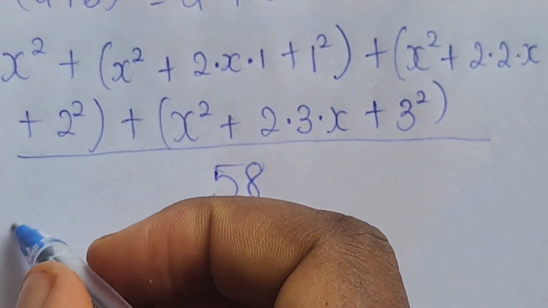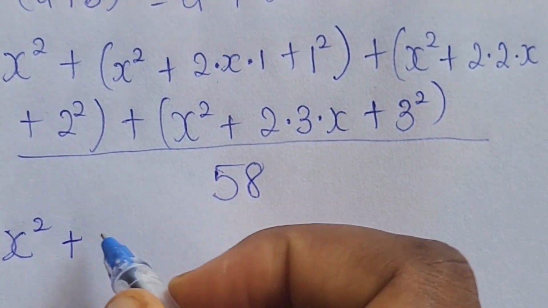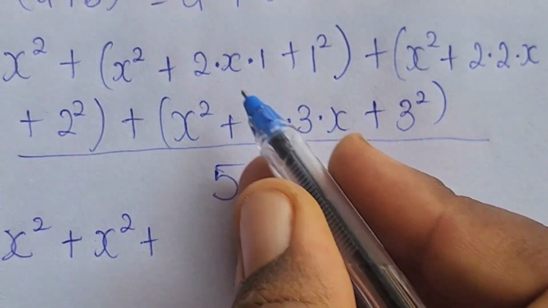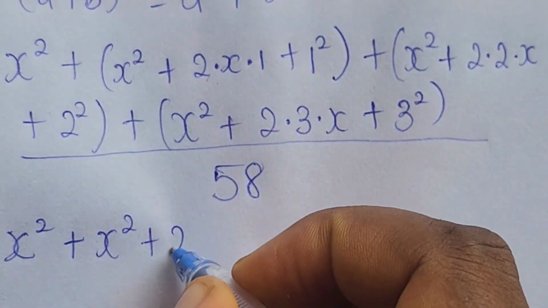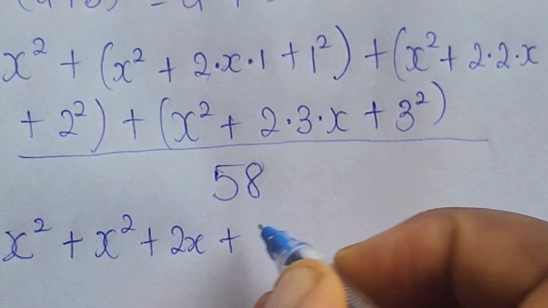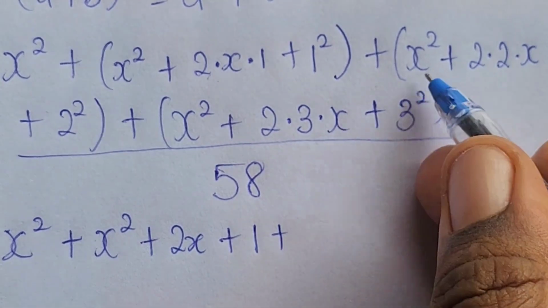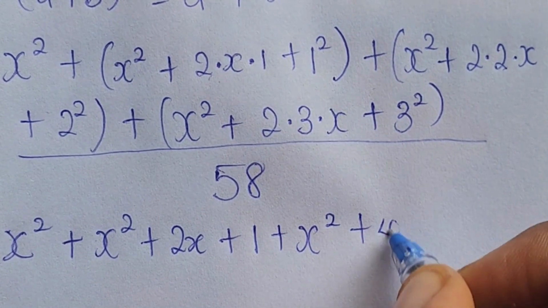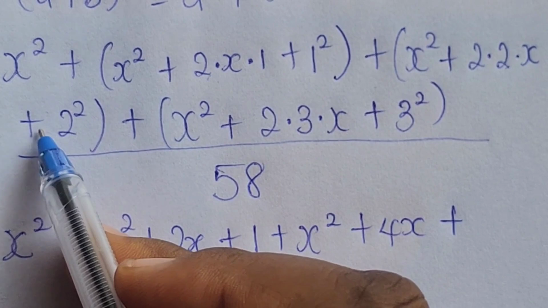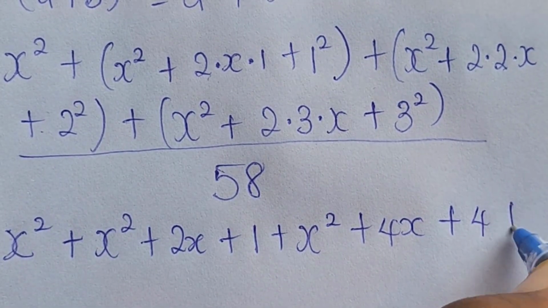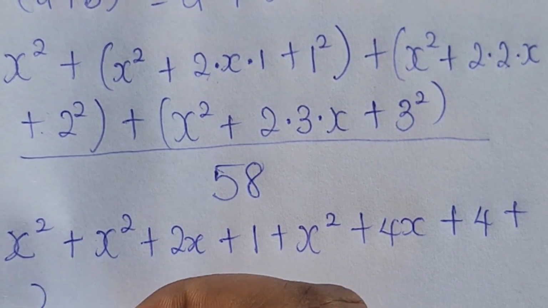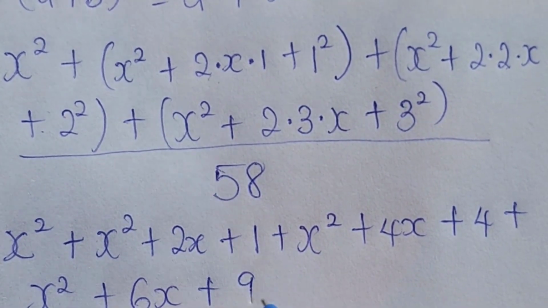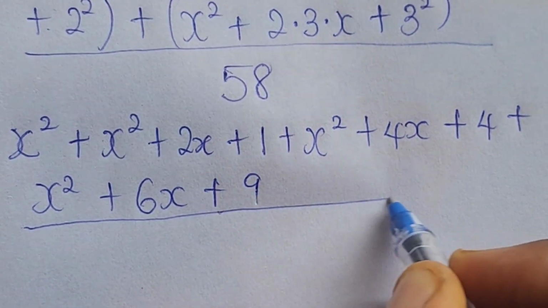So we have x squared here plus, let's open up this bracket, we have x squared plus 2 times x times 1, we have 2x plus 1 plus we have x squared plus this is 4x plus we have 4 plus we have x squared plus 6x plus 9 all over 58.